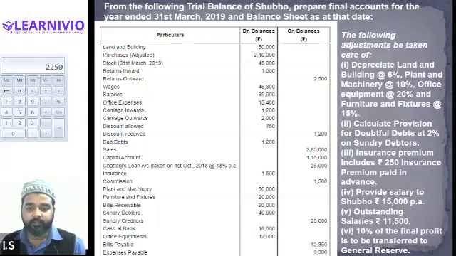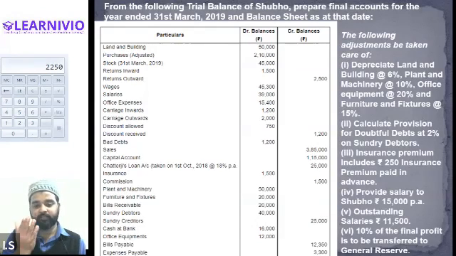Okay, then we have bills receivable. I don't think there is any adjustment entry regarding bills receivable, and I hope all of you already know that bills receivable is our asset, therefore we will record it on the asset side in the balance sheet. So please write down bills receivable in the balance sheet on the asset side, 20,000.